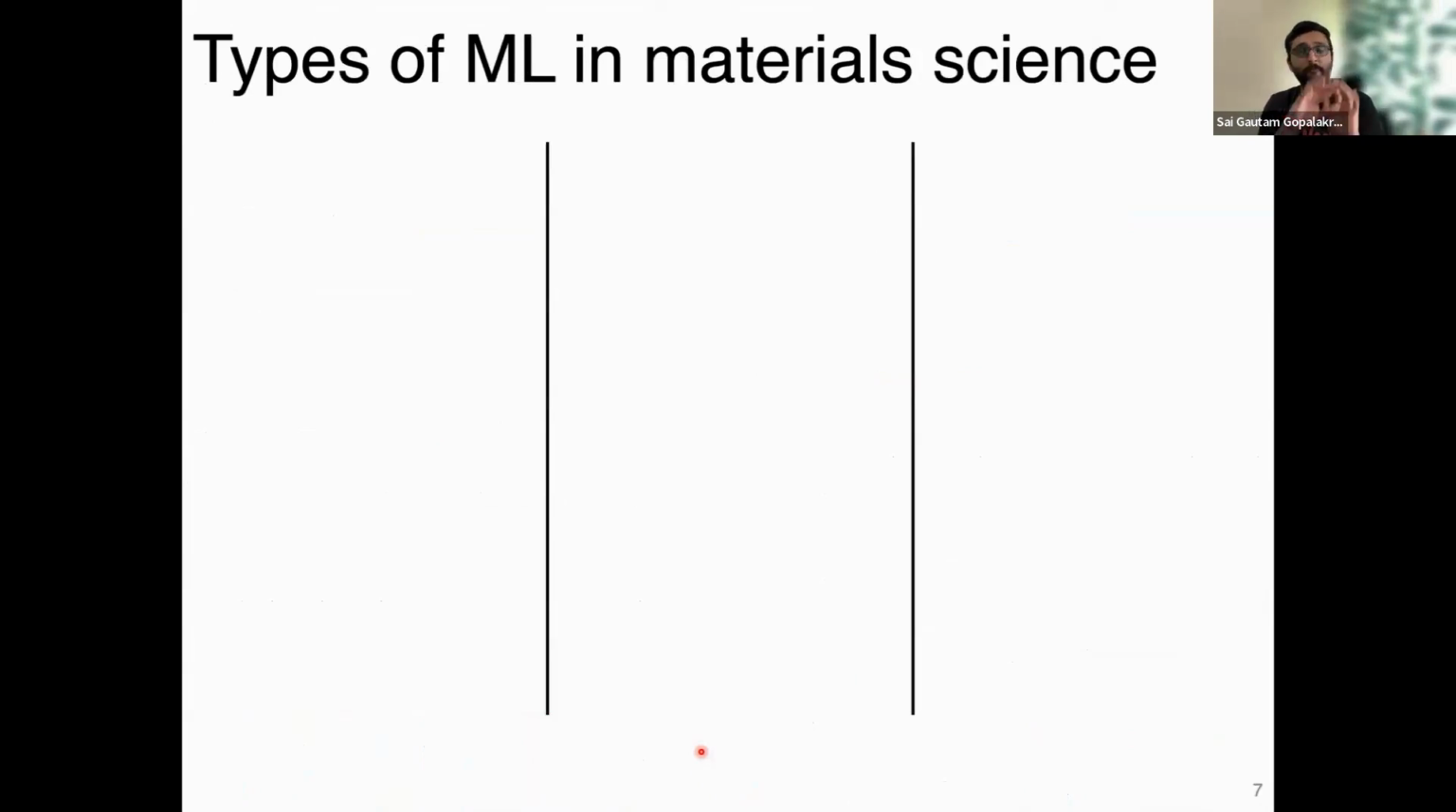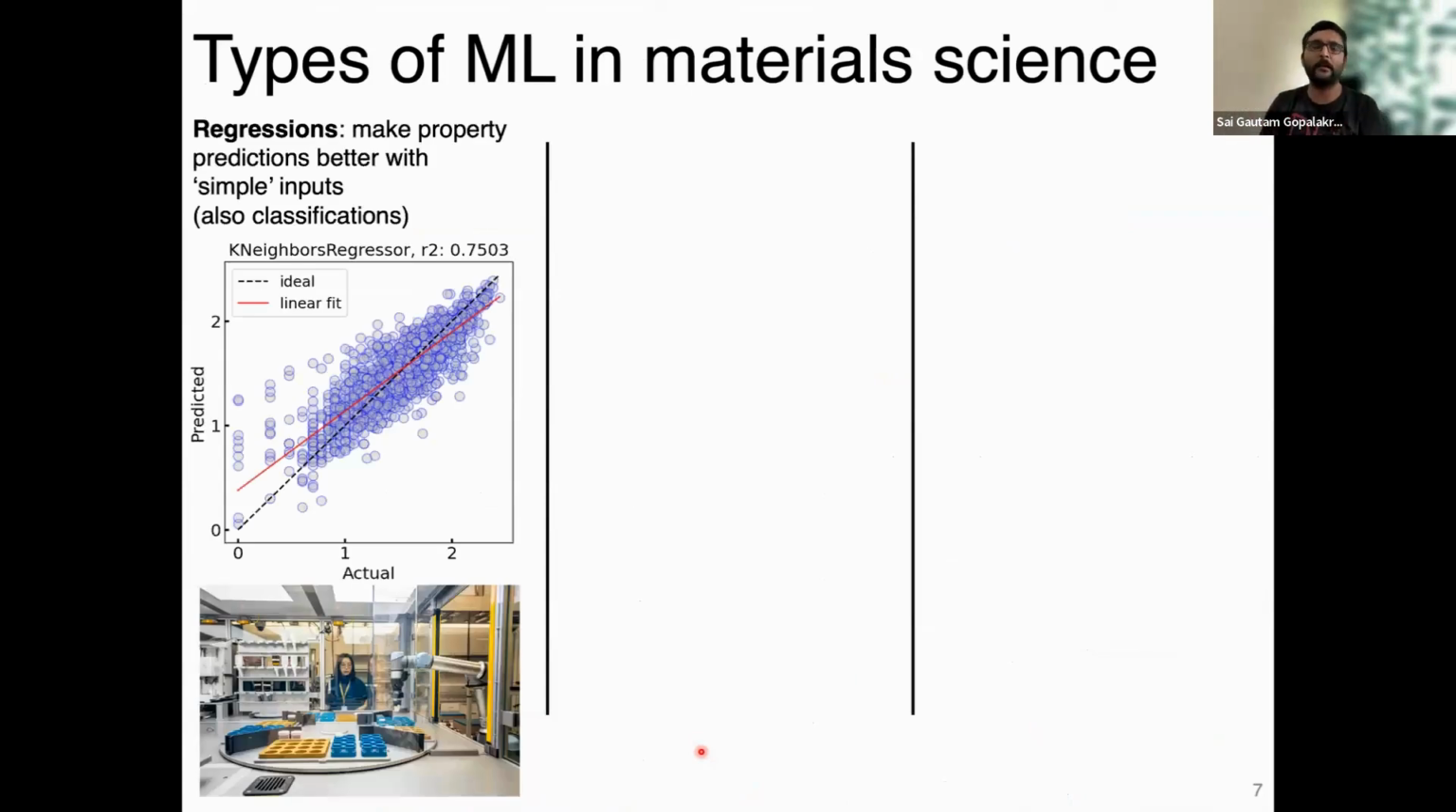Okay, so with that context, what are some of the typical kinds of machine learning that you do in material science? The first one is the classic regressions or classifications. What I mean by regressions here is you want to be able to predict properties of several kinds of materials in a fairly simple fashion, or at least fairly quick fashion. And we try to create models that can do that in a fairly quick fashion. So that's one type of machine learning that we typically do.